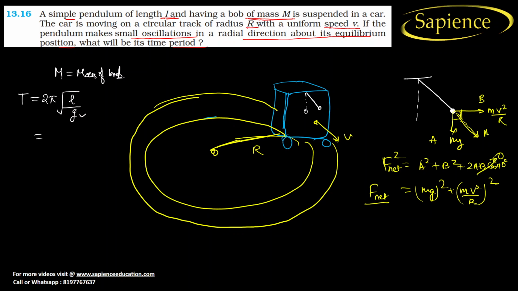What is F net? F net is equal to mass into g effective. This mass M is the mass we are talking about. If we get g effective, then only will we be able to figure it out. Here M square will get cancelled out. So we want g effective whole square, and g effective whole square is equal to g square plus (v square by r) whole square.